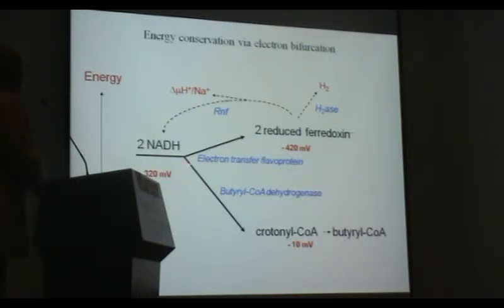Here again, we have also our bifurcation system, 2 NADH, one reduces protonyl CoA to butyryl CoA, the other to ferredoxin. And then we have this recycling to generate a proton motive force or sodium motive force, or we use the ferredoxin to reduce protons to hydrogen.